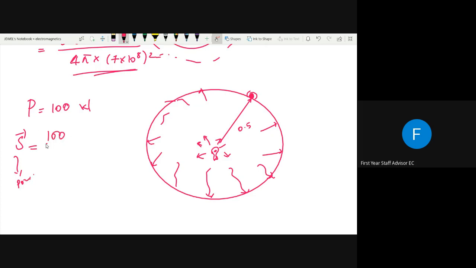100 watt divided by what is the total area in which electromagnetic waves are passing. If we take this point, symmetrically, through how much area do the electromagnetic waves pass? What is the total area? It is given by the surface area of the imaginary sphere we are considering. So 4 pi r square, it is given by 100 by 4 pi into what is the radius of the imaginary sphere we are considering? It is 0.5 square. So we get a value for the magnitude of the Poynting vector, and the direction will be perpendicular to the surface we are considering.